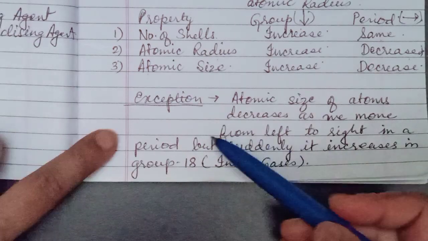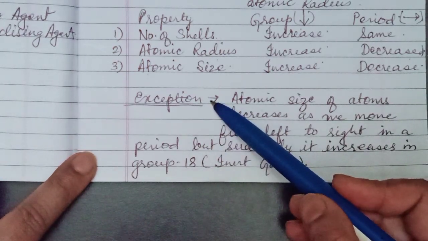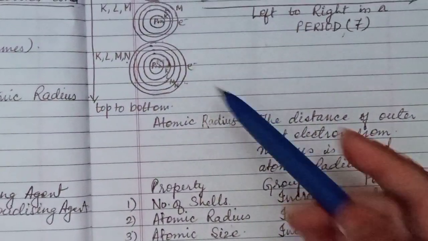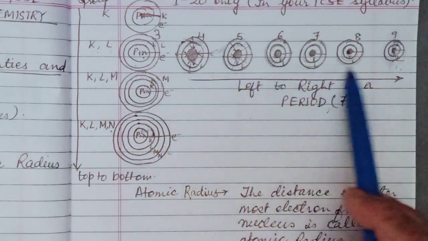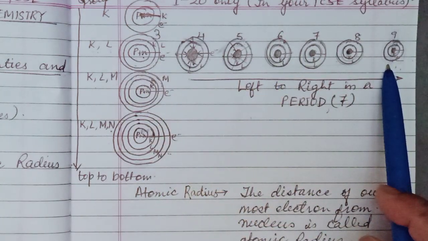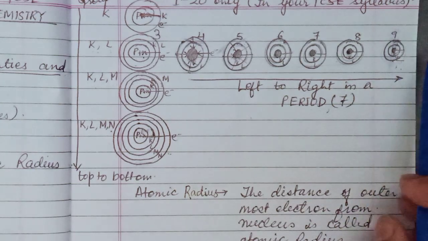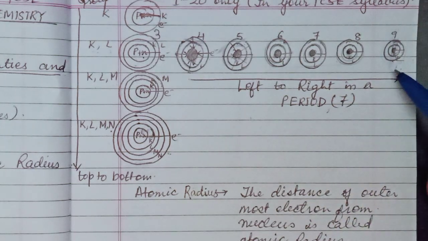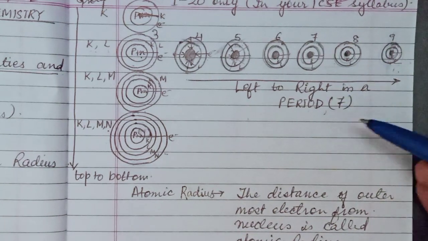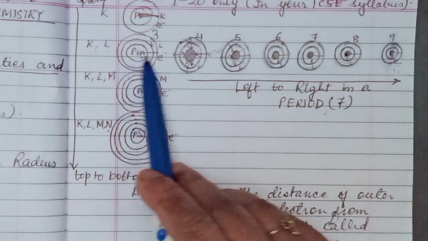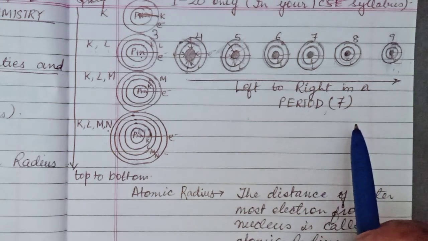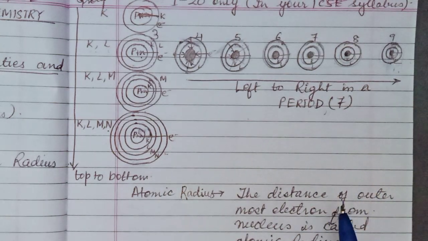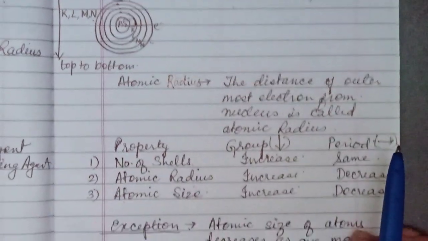Now children, see here, one exception is here. While we move from left to right, the atomic size is decreasing. But suddenly the size of the atom increases when we reach group number 18. This is an exception. When we are moving from left to right, the atomic size is decreasing, but there is a sudden increase in the size of an atom when we are in group number 18.